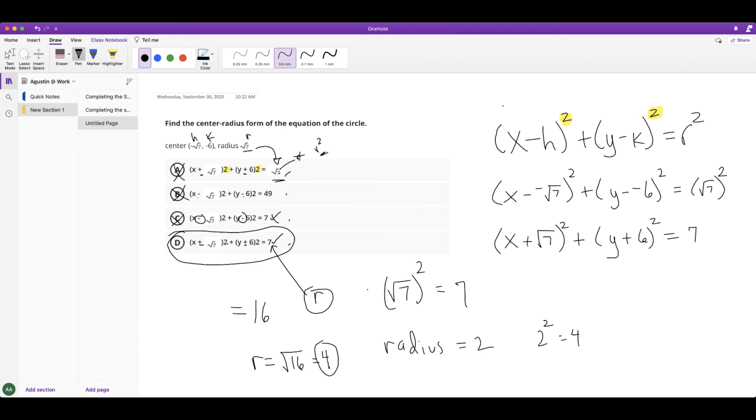So keep that in mind when you're looking at the number over here on the right side. That's going to be r squared, not r. It's going to be r squared. Okay?